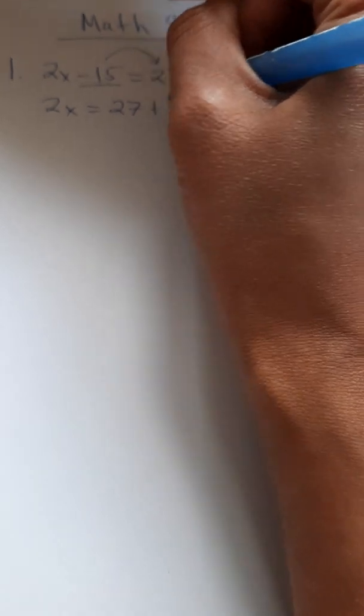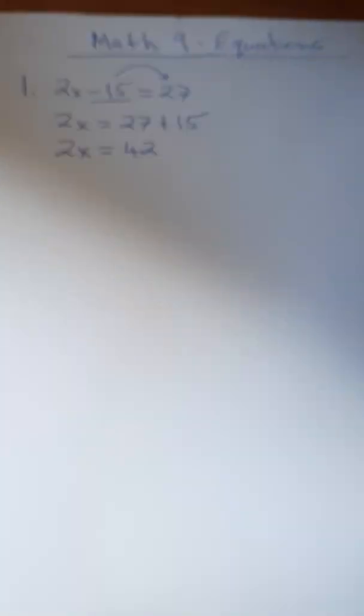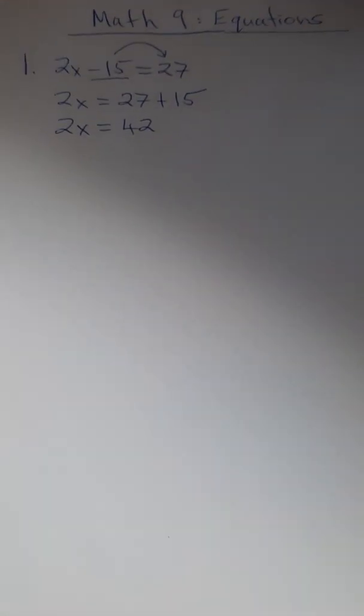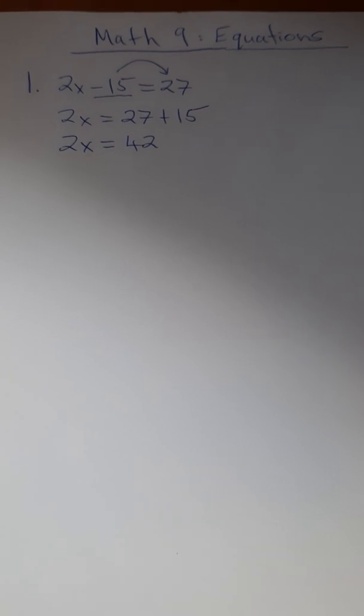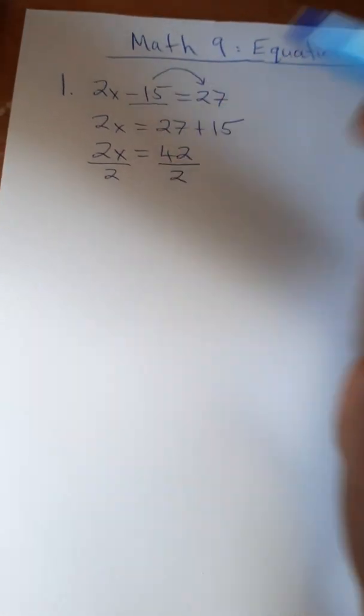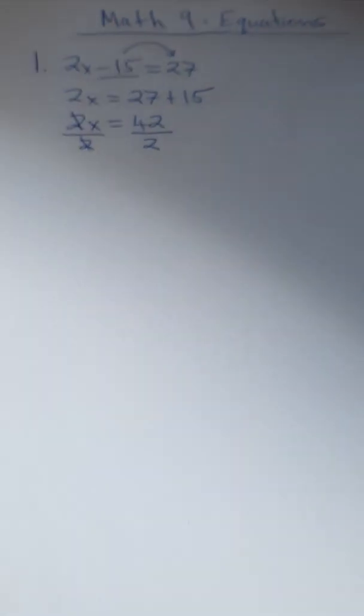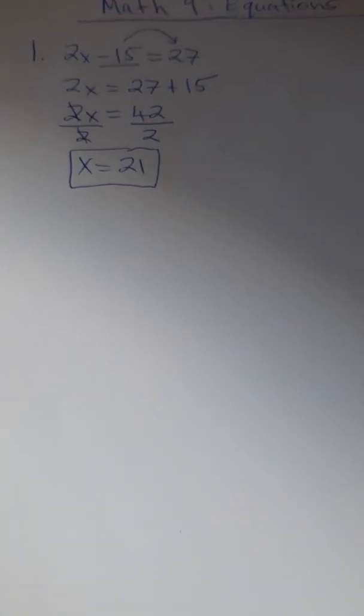Okay, so we're left with 2x equals, I'm going to write out the steps here, 27 plus 15. So 2x is equal to 42, just like this. Then what you're going to do is just divide by 2 on both sides. The reason I'm dividing by 2 here is so that the 2 cancels out. Here we're left with x is equal to 21. I'm just going to box my answer out, and that's the final answer.